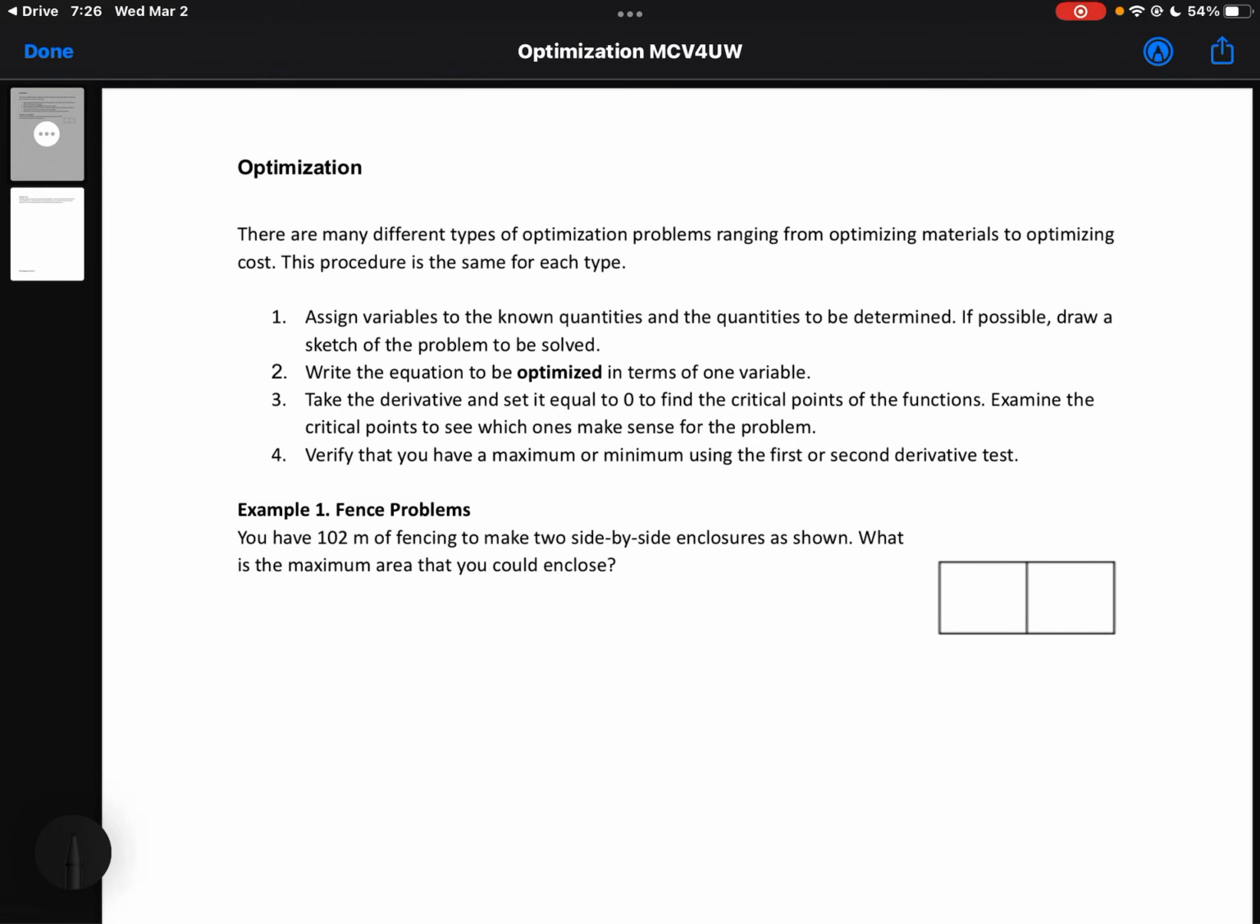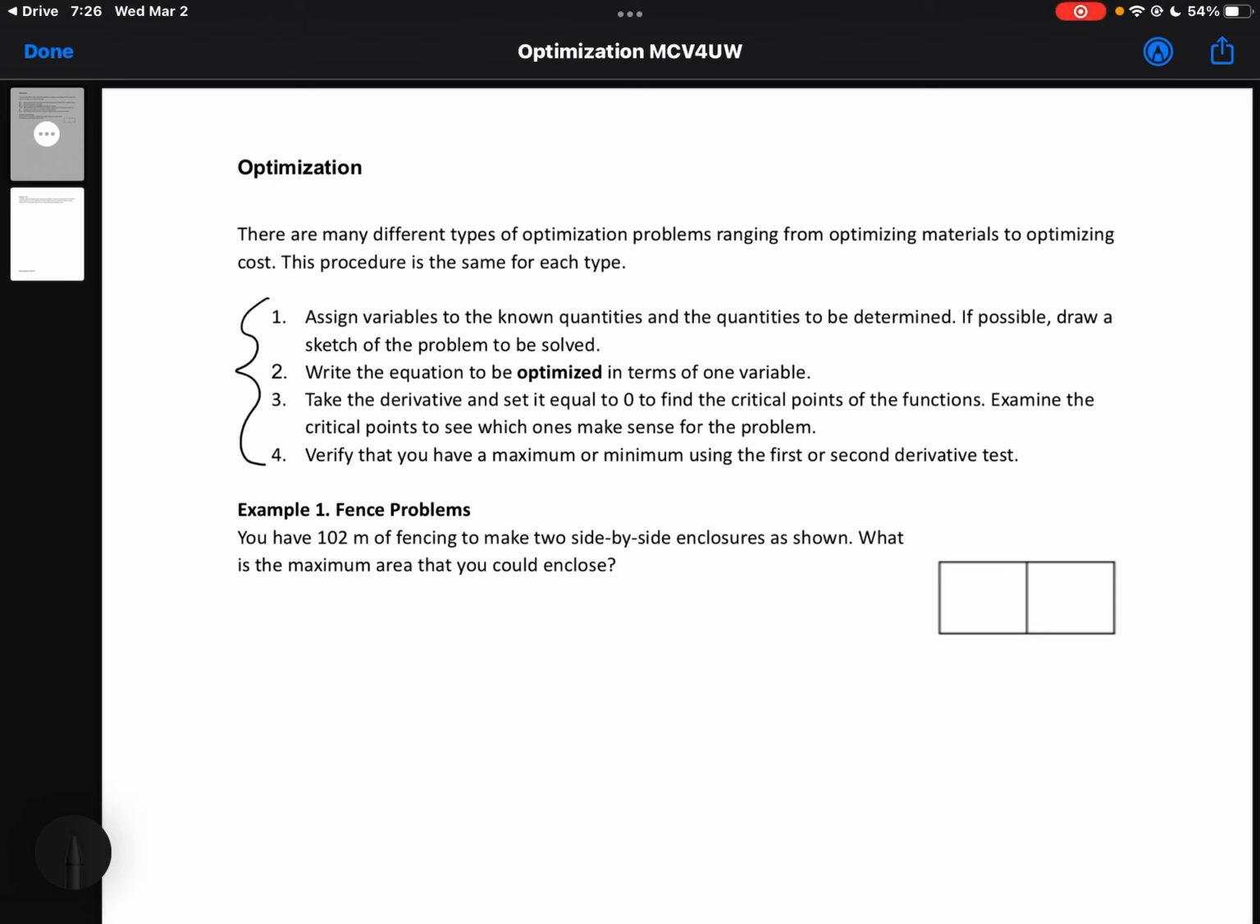This video goes over optimization using calculus. There are lots of different optimization problems, but the procedure is the same for each type. So this video goes over 2 types of optimization examples, and there are a couple more in your textbook, and you could research a few more if you wanted to, but these are our main 4 steps here.